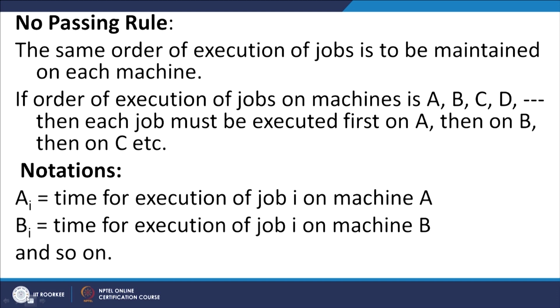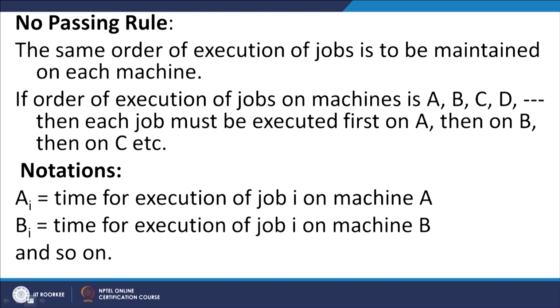An important rule that has to be adopted is called the no passing rule. This rule says that the same order of execution of jobs is to be maintained on each machine. If the order of execution of jobs on machines is A, B, C, D, then the no passing rule says that each job must be executed first on machine A, then on machine B, and then on C. This is the meaning of the no passing rule.